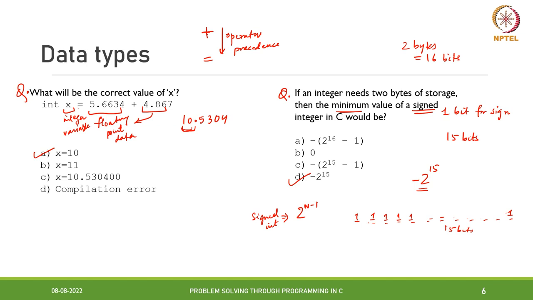Put one on the leftmost part, that is for the sign. Now you have 15 spaces. Now in each of the spaces, if you put one, and then you convert this entire binary number to decimal, you will reach minus 2 to the power 15. That is the value that you will arrive at. That is the minimum number that a signed integer in C can have if an integer takes 2 bytes of storage.